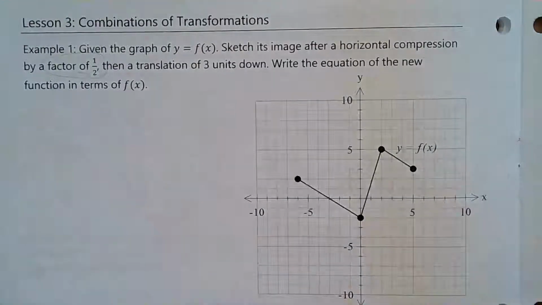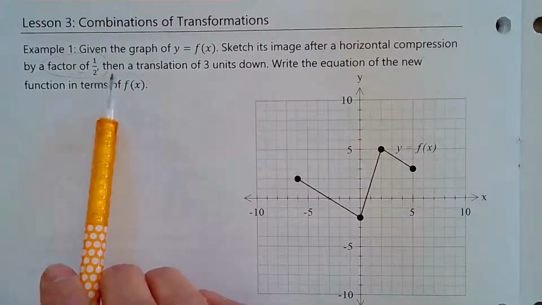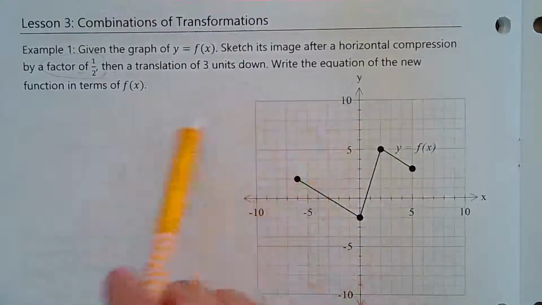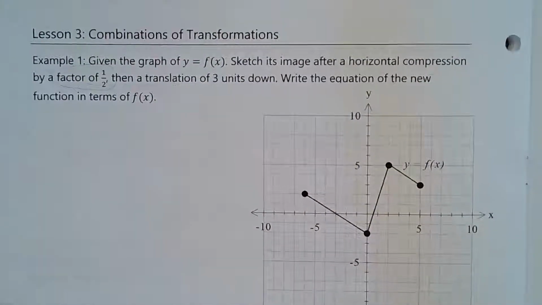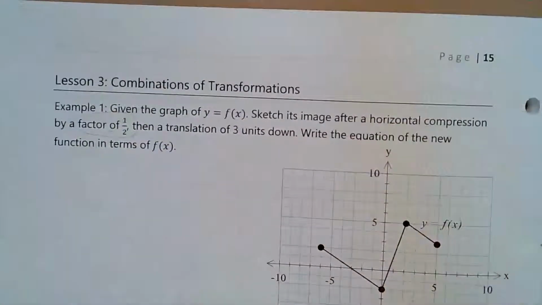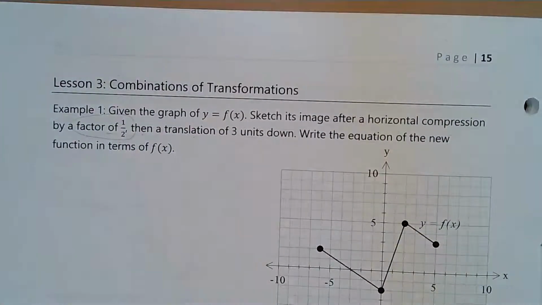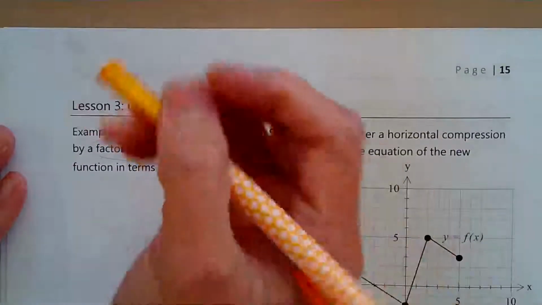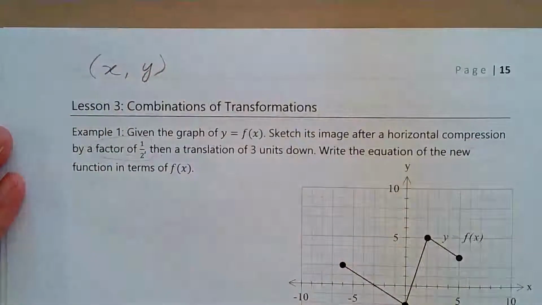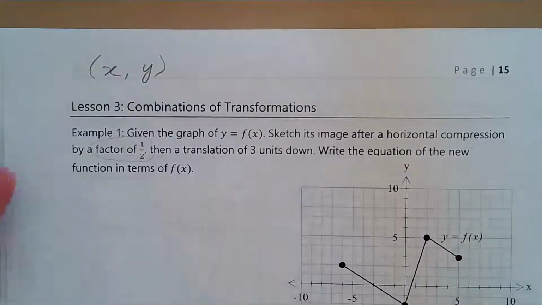Horizontal compression by a factor of 1/2, then a translation of 3 units down. Write the equation of the new function in terms of f of x. Just above this, I want to write down the transformation when we do mapping. In terms of mapping, because we all love that, you're starting off with an x, y. So this is your key points.